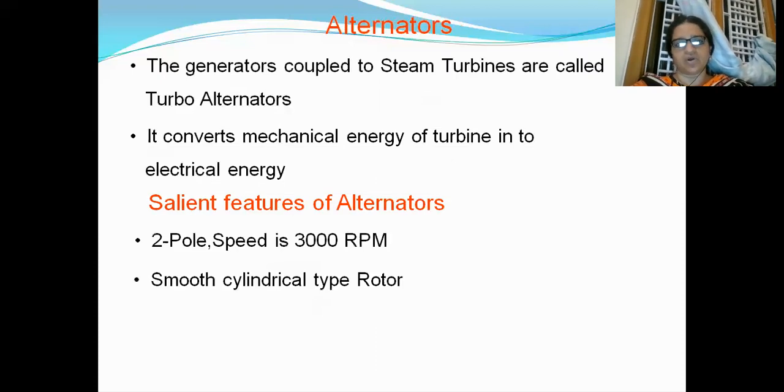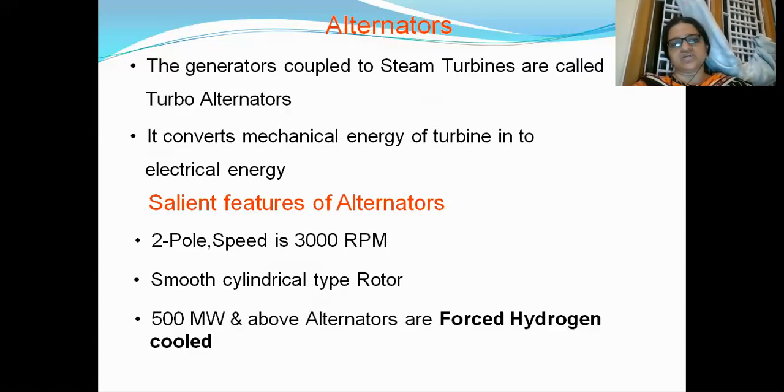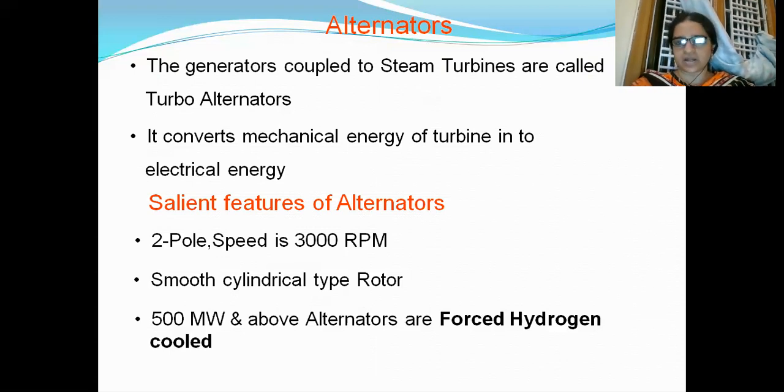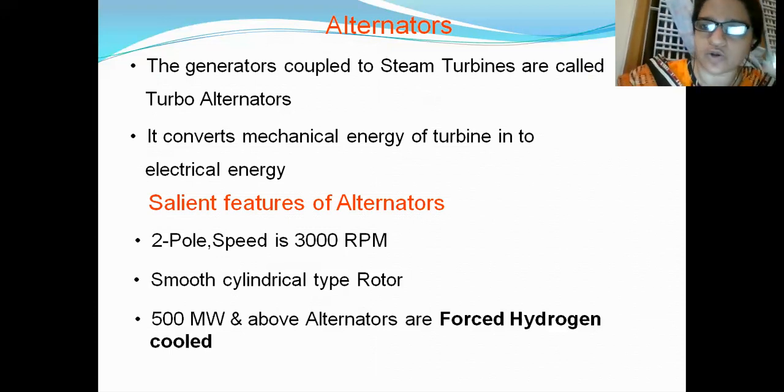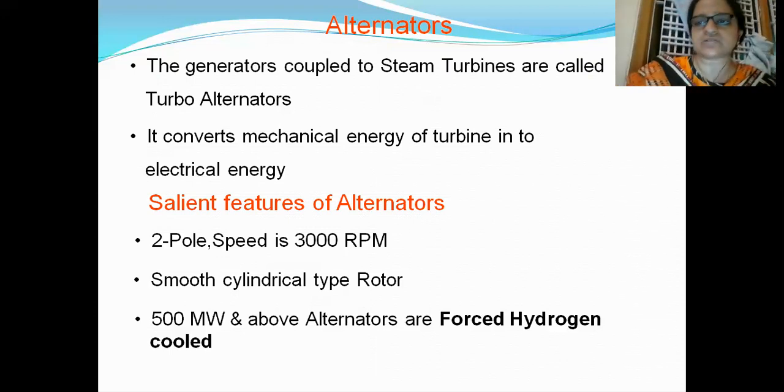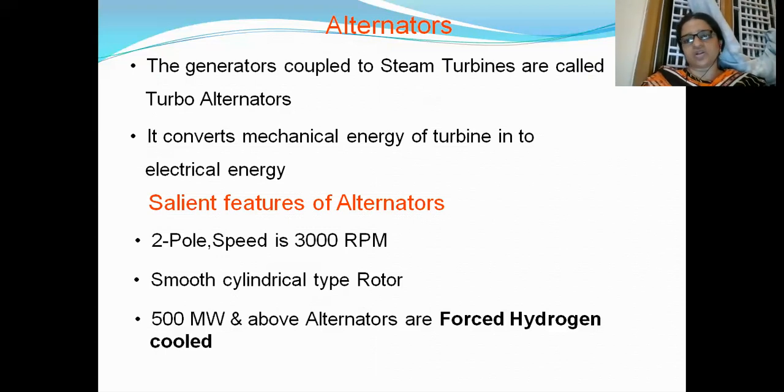Coming to the alternators, the generators coupled to steam turbines are called turbo alternators. Turbo means high speed alternators. So in thermal or nuclear power stations, the alternators we use are high speed alternators. An alternator converts the mechanical energy of the turbine into electrical energy.